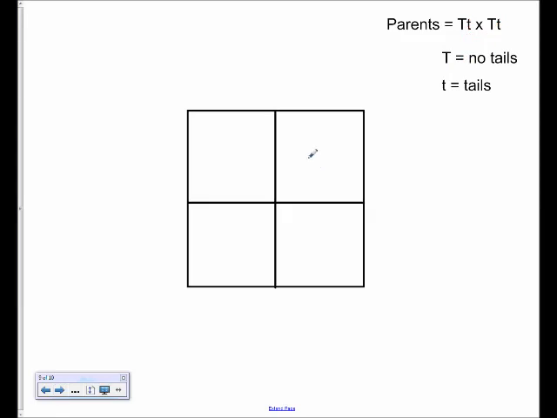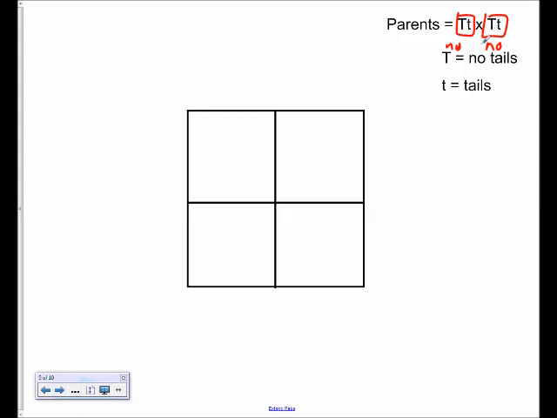Now, since we know the letters, or the genotype, of each parent, that's their genotype. Their phenotype is no tails, and the phenotype of that parent is no tails. So genotype is the actual combination of the letters. The phenotype is what that would look like. Their genotype is big T, little t. The phenotype is no tails.